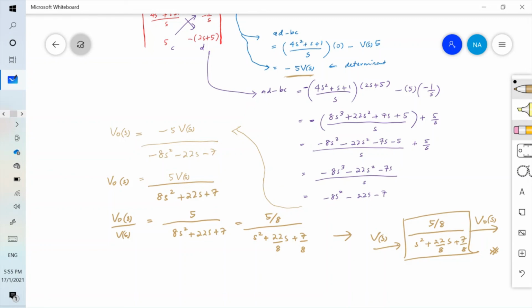So using both node and mesh analysis and using Cramer's rule, you will be getting the same solution, the same answer.